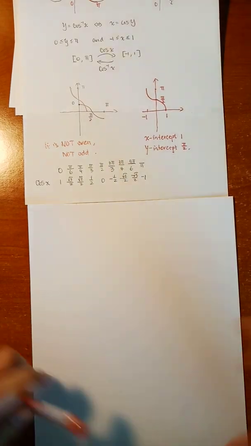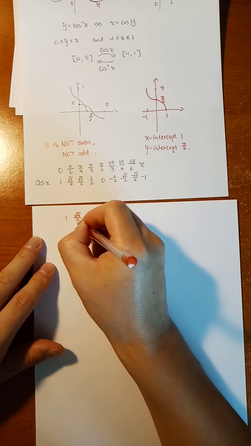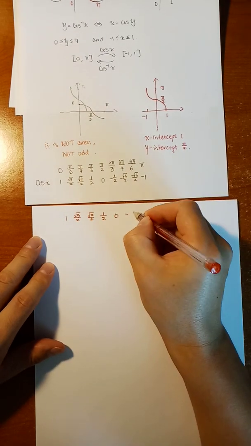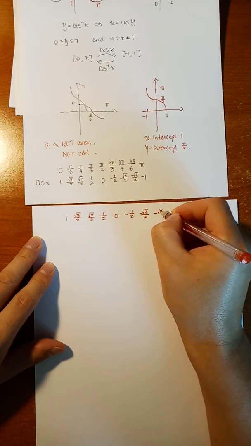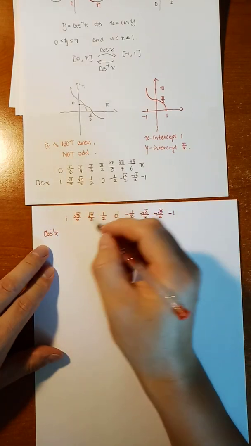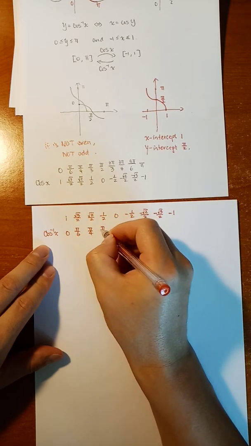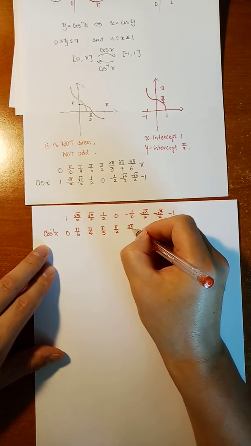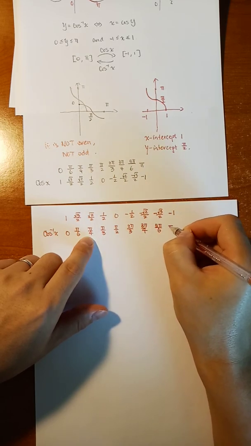Okay? Now let's copy it again to emphasize. So you get 1, root 3 over 2, root 2 over 2, 1 over 2, and 0, then you get the symmetric part of negative 1 over 2, negative root 2 over 2, negative root 3 over 2, and negative 1. And then we get cosine inverse of x. We'll get 0, pi over 6, pi over 4, pi over 3, pi over 2, and 2 pi over 3, 3 pi over 4, 5 pi over 6, and pi.